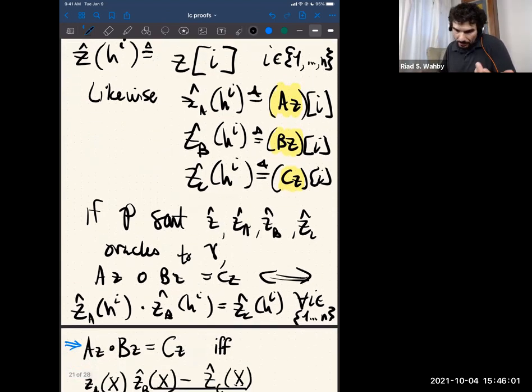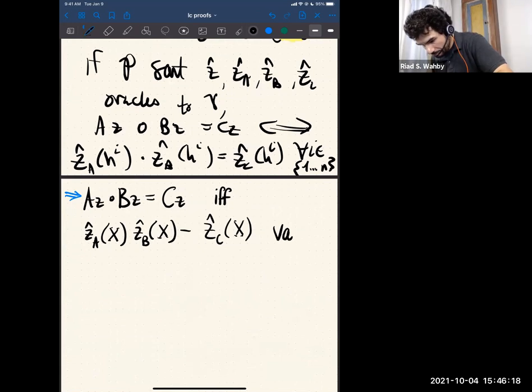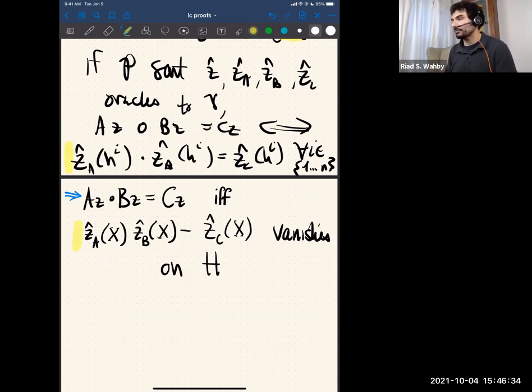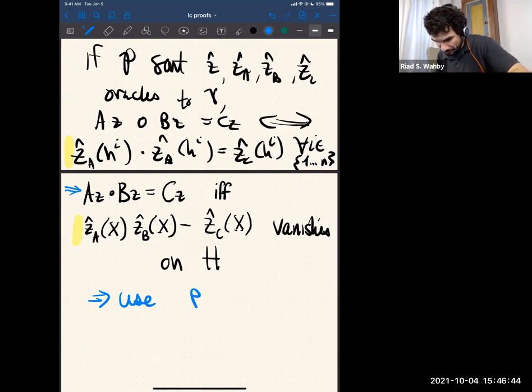So how do we check that? Well, we can do exactly what we've done before. Az Hadamard Bz equals Cz is true just if this polynomial ZA times ZB minus ZC vanishes on H. Because if it vanishes on H, then pointwise, each of the equalities that we required must hold, and vice versa. So what does this tell us? Well, it tells us that we should use polynomial protocol number two. Great. We're going to use polynomial protocol number two to check this vanishing.